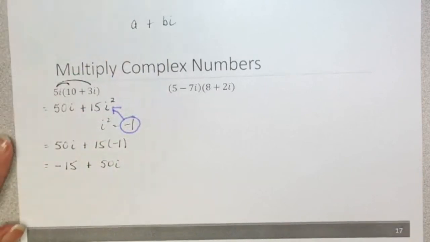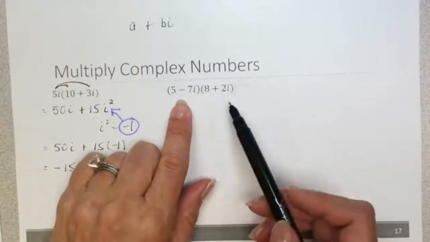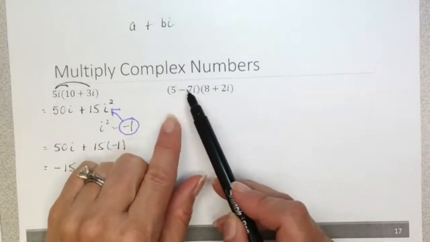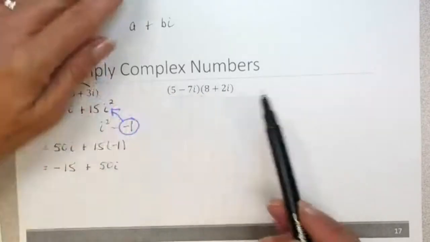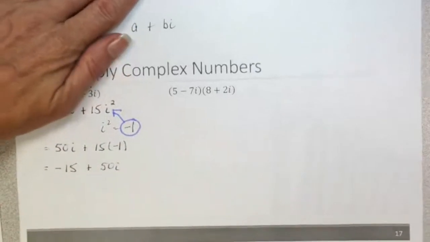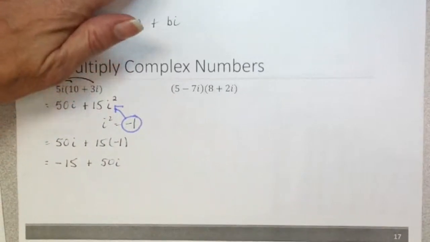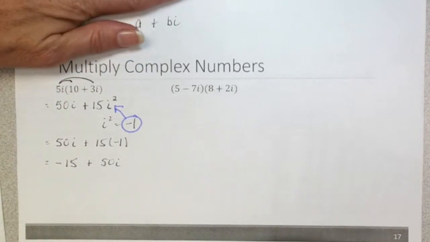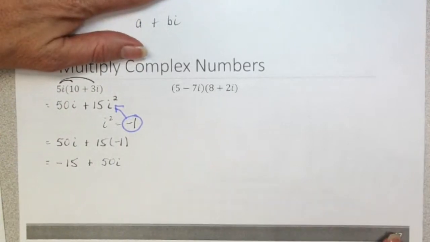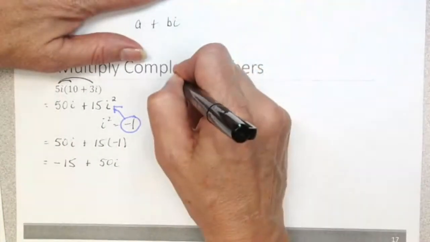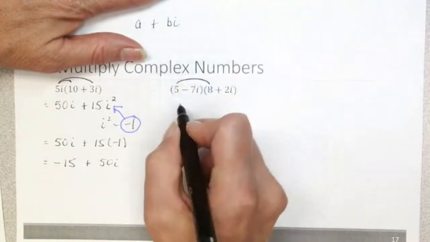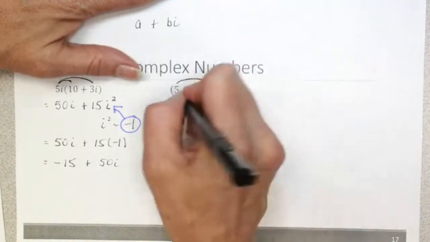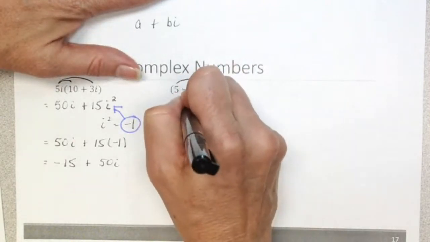Let's look at this other example. Here we have two fully complex numbers. There's a real portion and an imaginary portion in each of those complex numbers, right? So what we're going to do there is the same thing that we would do if we were multiplying two binomials. We want to multiply every term with every term, all right? So let's multiply the first terms, multiply that first term of the first complex number with the first term of the second complex number. 5 times 8 is going to be 40.